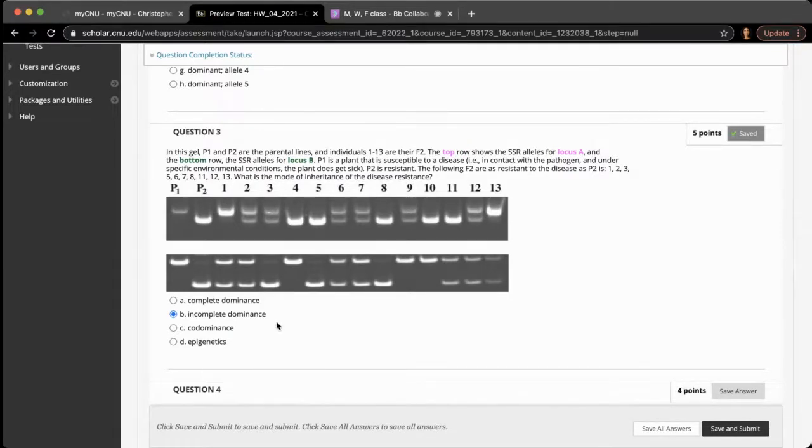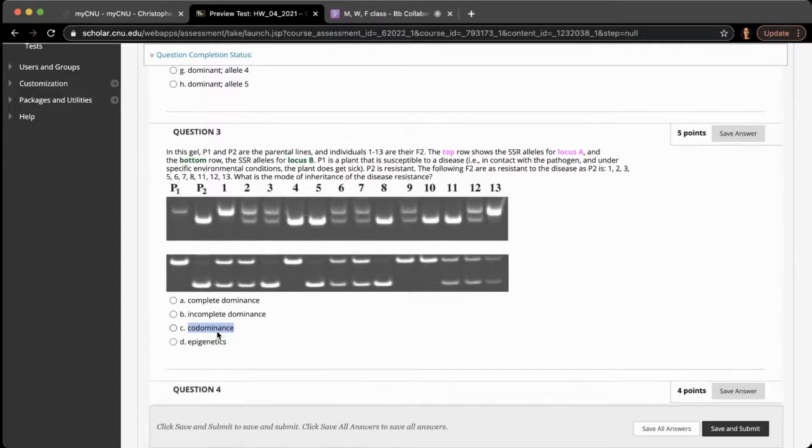Okay, so let's think what is codominance, what is incomplete dominance, and what's complete dominance. In complete dominance, if I look at the heterozygote, then the phenotype is going to be the phenotype of the dominant allele. And in incomplete dominance and codominance, the heterozygote will have either somewhere in between or express both alleles. And that is possible to see depending on the trait.